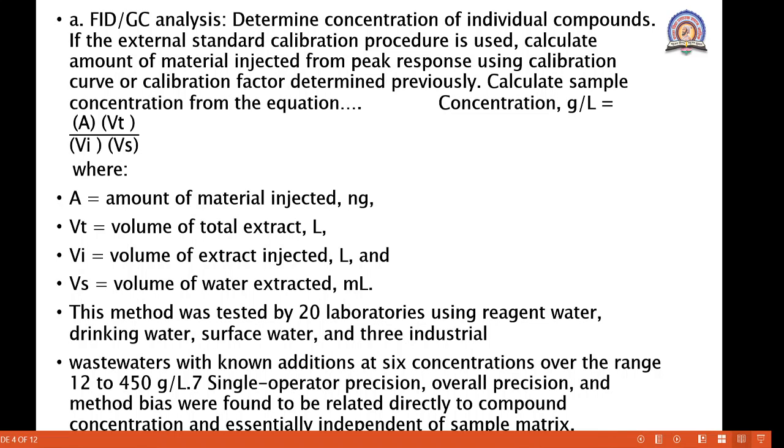This method was tested by 20 laboratories using reagent water, drinking water, surface water and 3 industrial wastewaters with known additions at 6 concentrations over the range 12 to 450 micrograms per liter. Single operator precision, overall precision and method bias were found to be directly related to the compound concentration and essentially independent of the sample matrix.